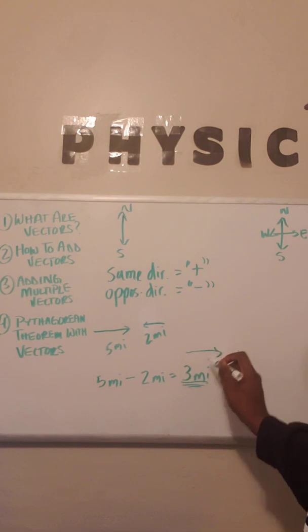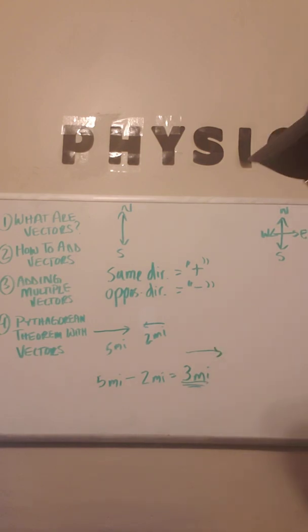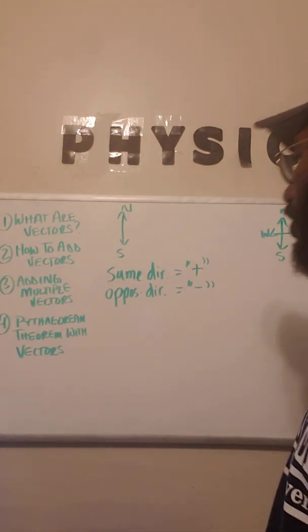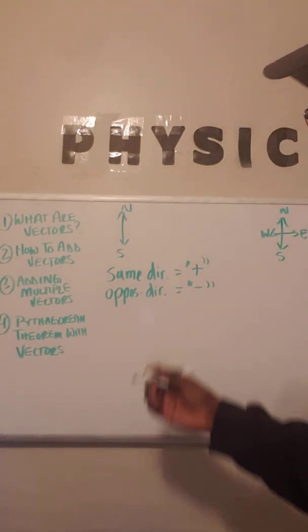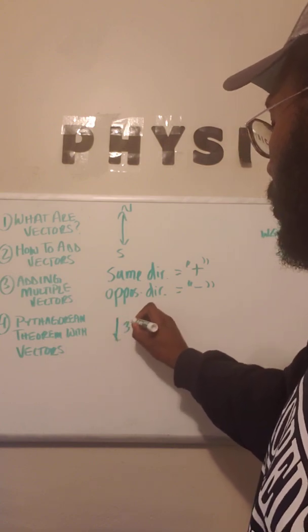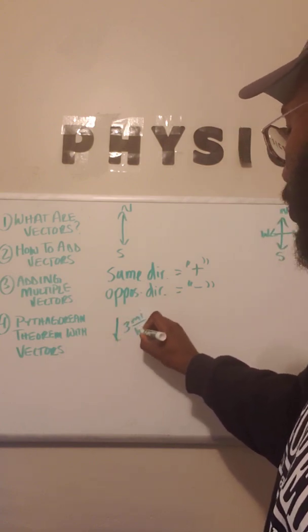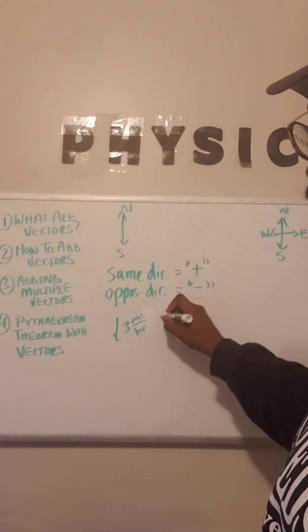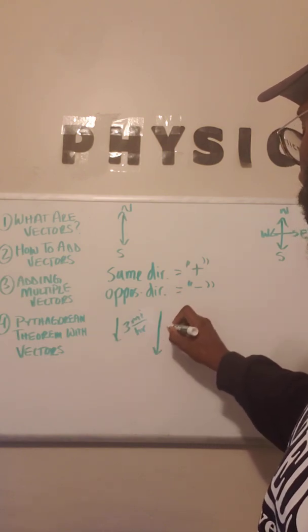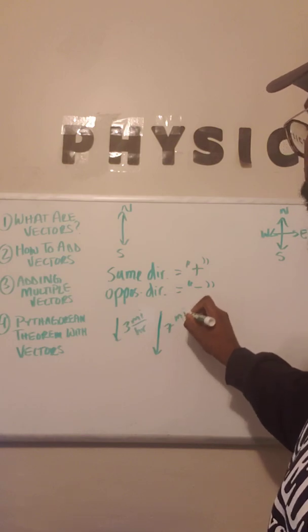So I'll be going 3 miles east. Okay, now let me go ahead and erase this. And we're going to do an example of them being in the same direction. So let's say we have two objects. Let's say one object is driving at 3 miles per hour south. And let's say the wind is also blowing at, let's say, 7 miles per hour south.